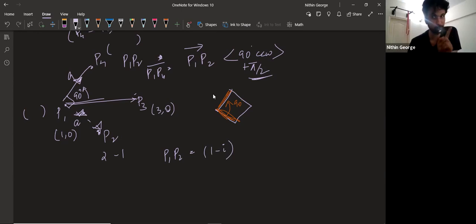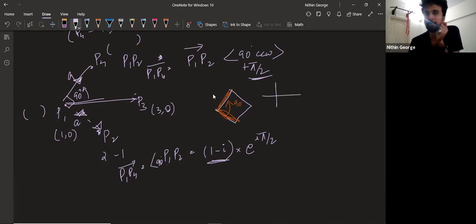What I wanted to show you was the part where everybody makes a mistake, the vector part. Okay. So write the vector properly. Imagine that it is being rotated 90 degrees, which means you multiply. So you rotate this by 90 degrees to get P1, P4. So how do you rotate 1 minus i by 90 degrees? You multiply by e power i pi by 2. What is e power i pi by 2?